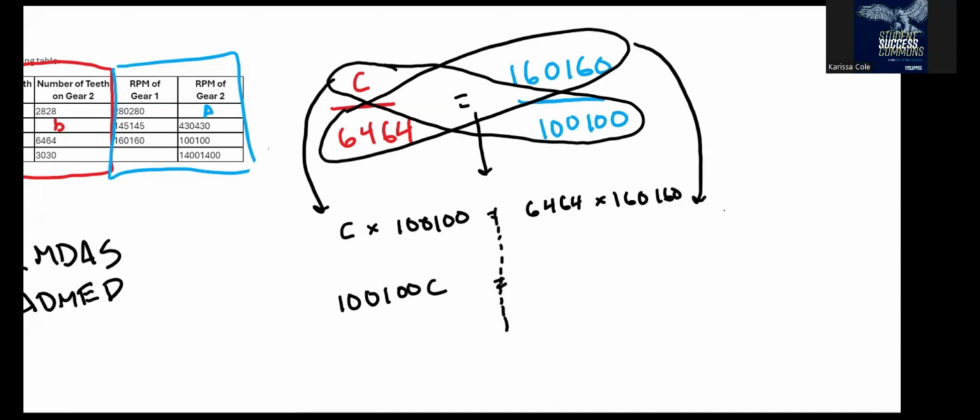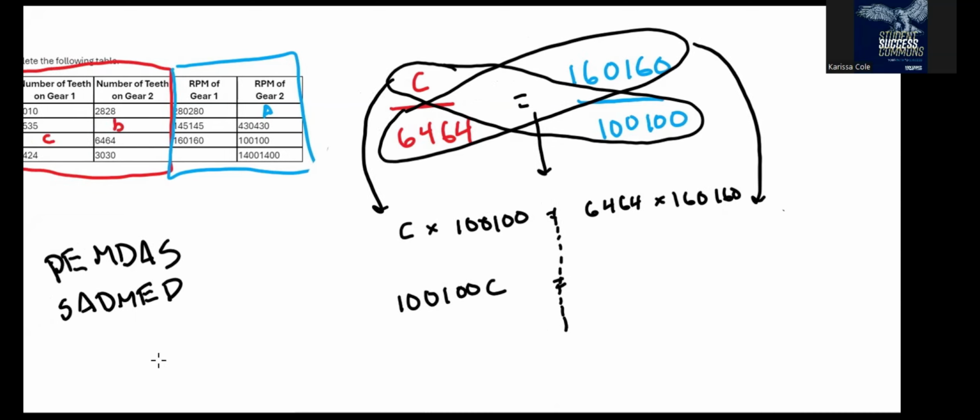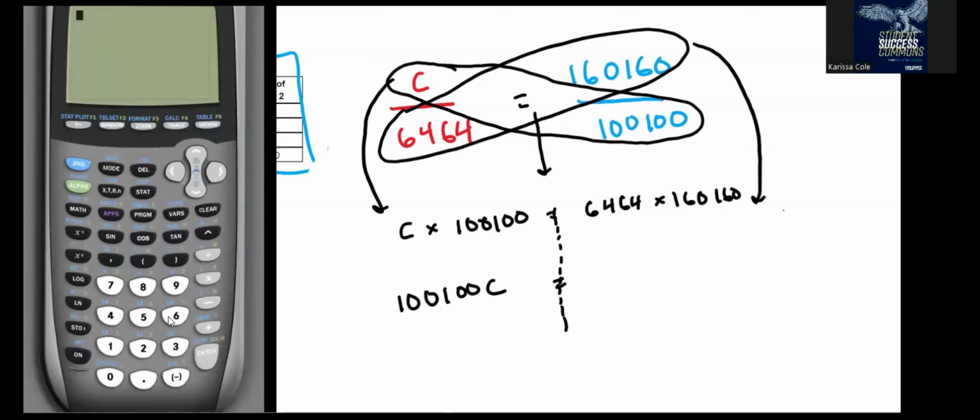On my right, I have some actual multiplication to do. Again, we're following PEMDAS here. There weren't any parentheses or exponents or anything. So now I'm working on whatever multiplication or division I can do. Actually, I only see multiplication, so let's do it. 6,464 times 160,160.